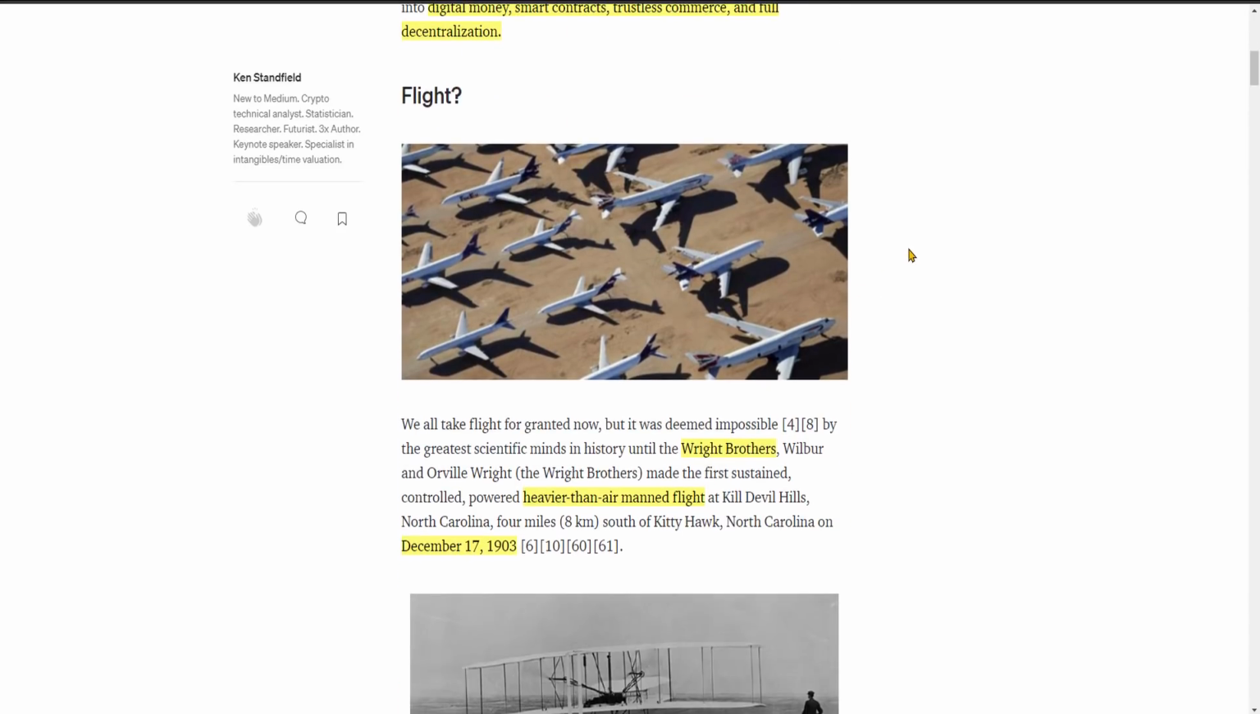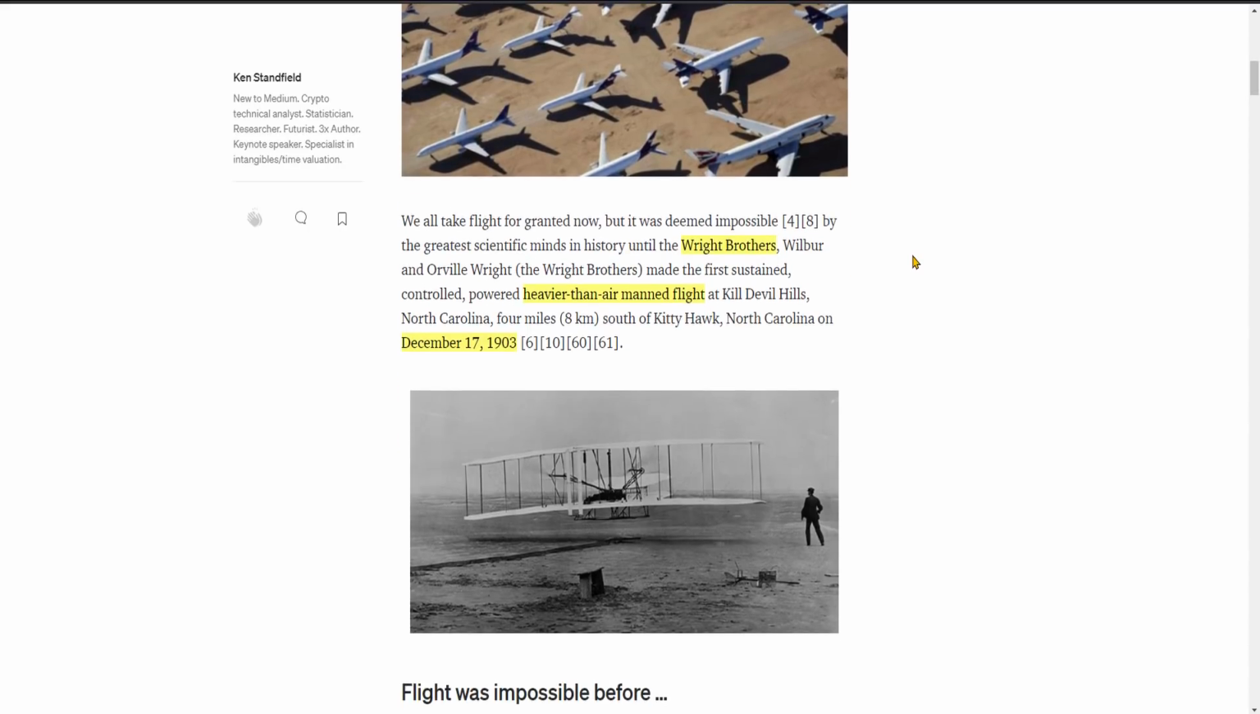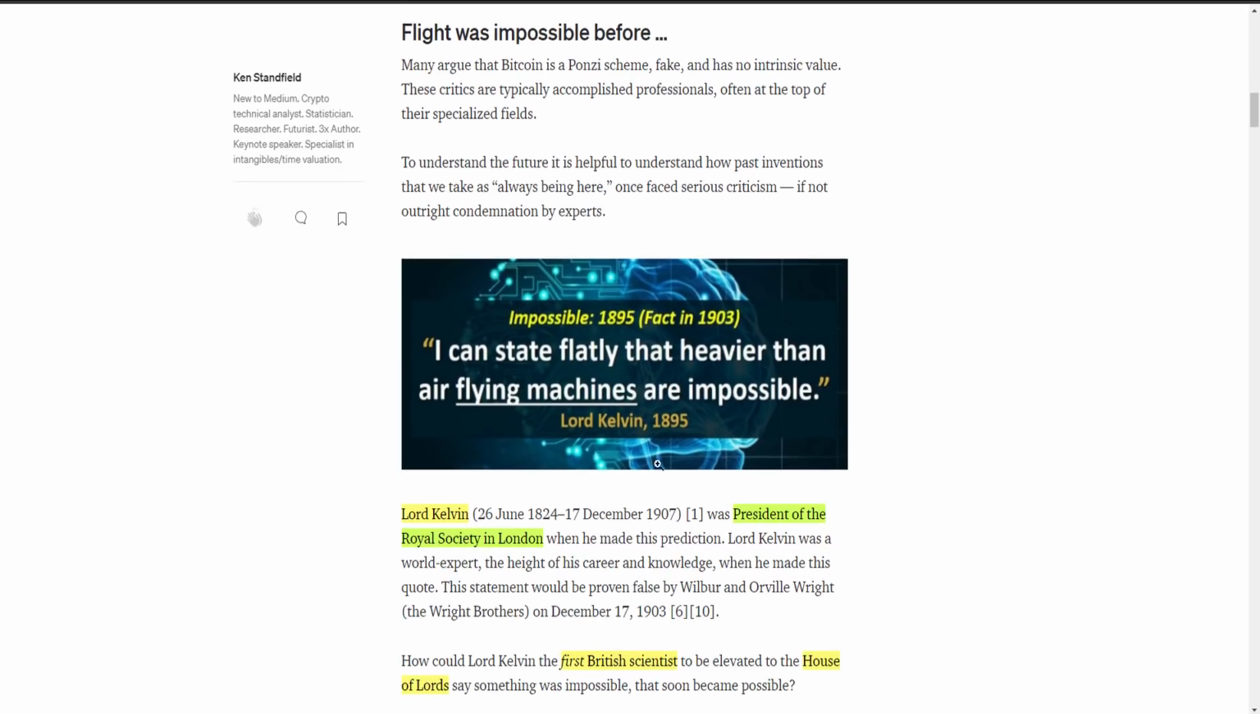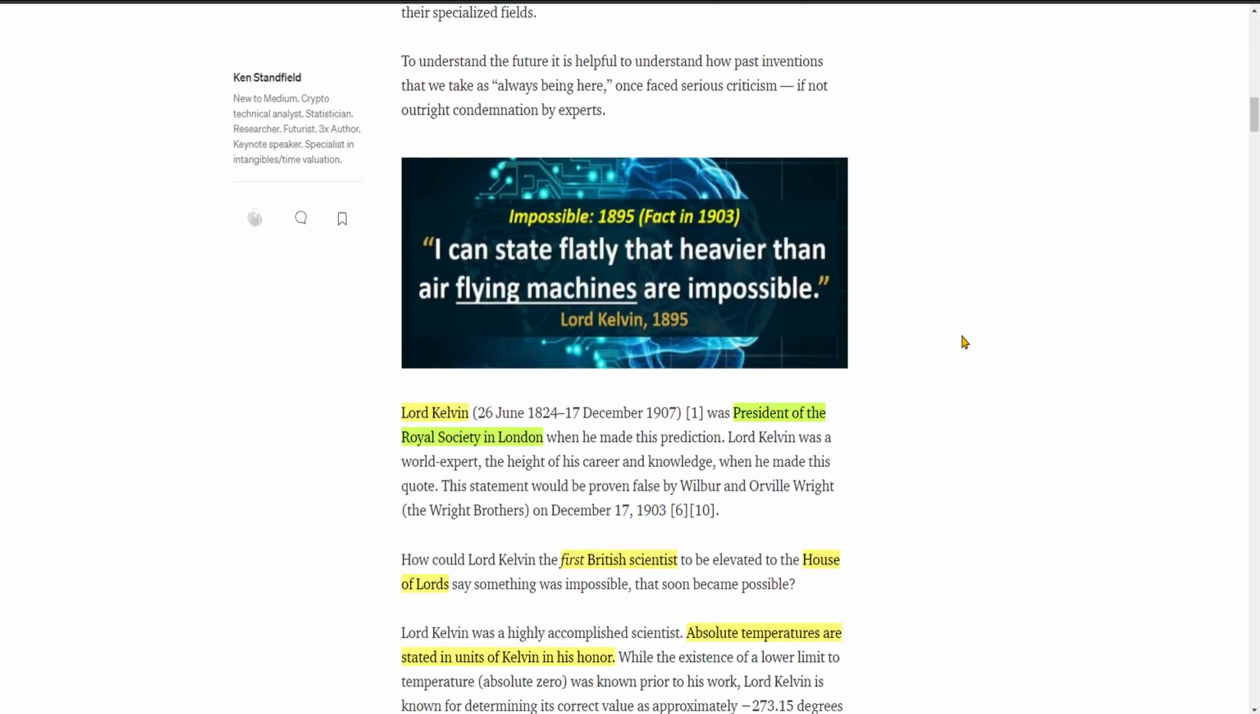Flight. Now, we take flight for granted, but you know what? It was developed in 1903. For thousands of years, people were trying to become airborne and failed and failed and failed. It's really interesting that Lord Kelvin in 1895, flight became possible in 1903. In 1895, Lord Kelvin said, I can state flatly, which means without any doubt, that heavier than air flying machines are impossible. That's a really key word.